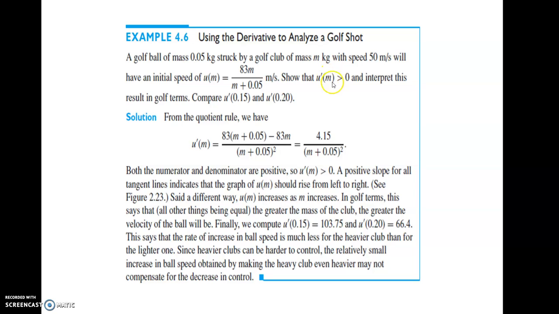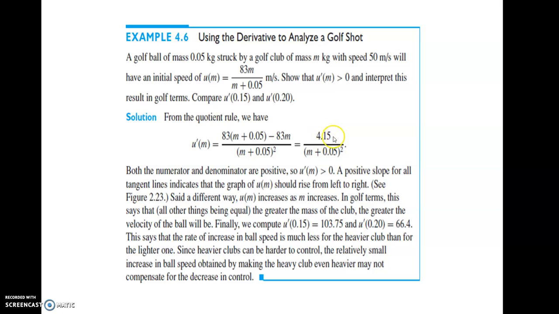Show that u prime m is greater than 0, that means it is positive, and then interpret the result in golf terms, and then find u prime 0.15, u prime 0.20, and compare them. So this is your function and you are asked to find u prime. I will use the power law. See the square, and then you just use the power law and you will get this answer. Simplify it, you get this.